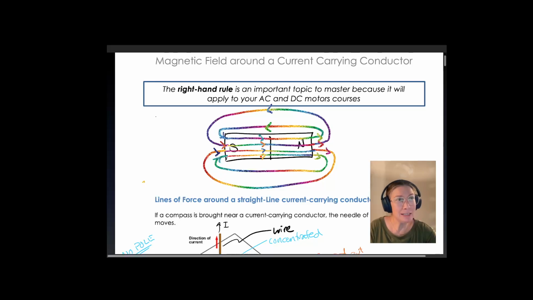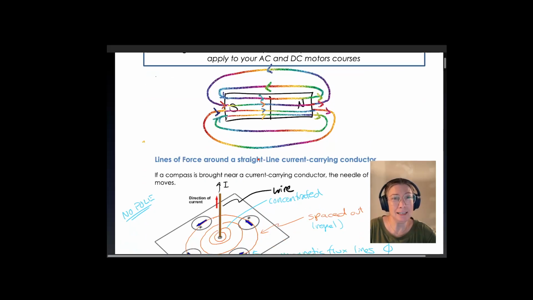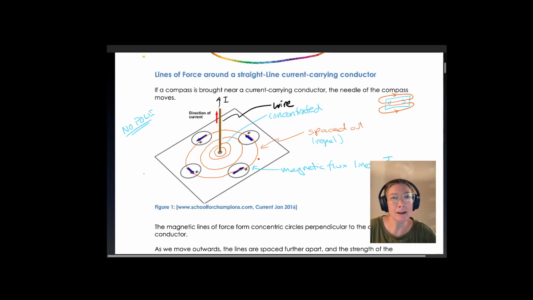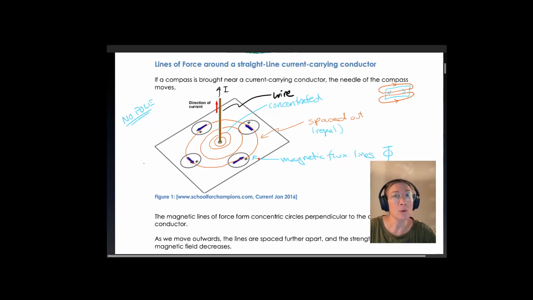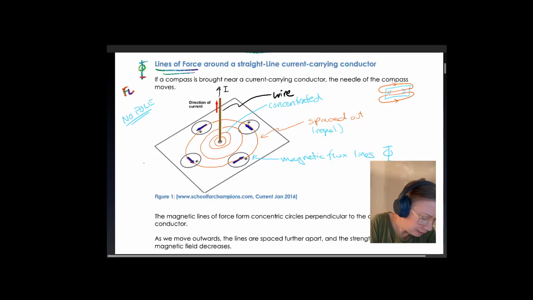Now, that's very different than another configuration that we see in magnetism, where there is a wire, or as we like to say in magnetism, a current carrying conductor. So now I'm going to talk about the lines of force. Lines of force are represented by the symbol phi, and lines of force are called flux. They are flux lines.